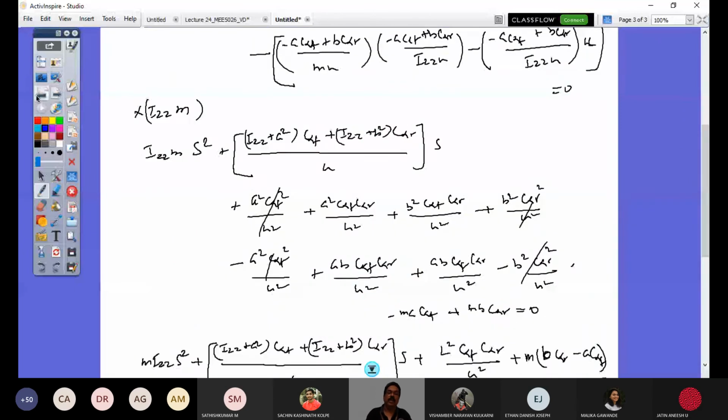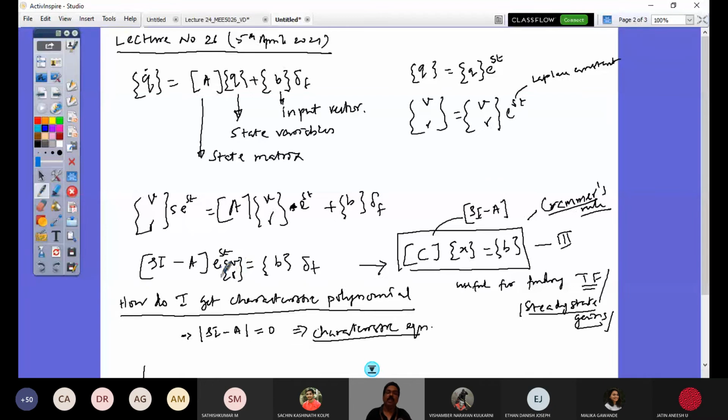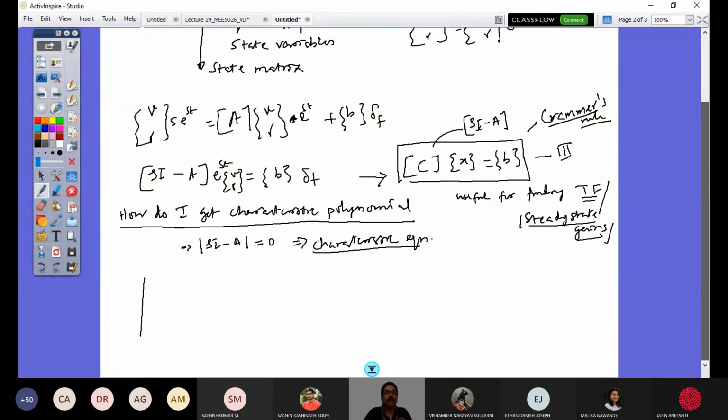See, e raised to st times the vector is nothing but your q. That's what you are assuming here. So you have your two variables v and r, and now C into this vector is equal to B, which is a set of two algebraic equations. If we have that, I can apply Cramer's rule to get my steady state gain. What do we mean by steady state gain, we have seen. There are 5 steady state gains that we put in the previous slide.